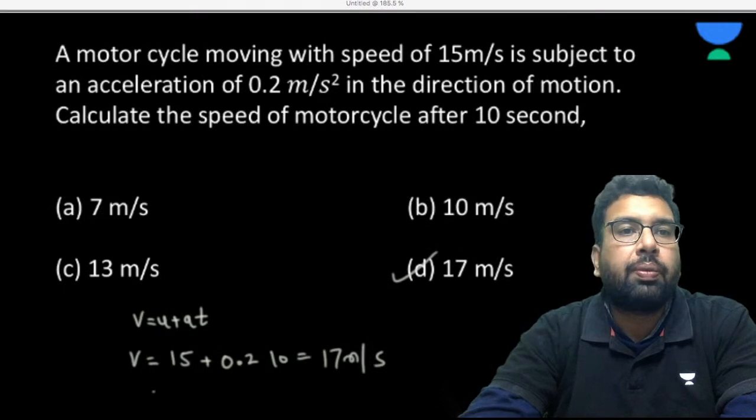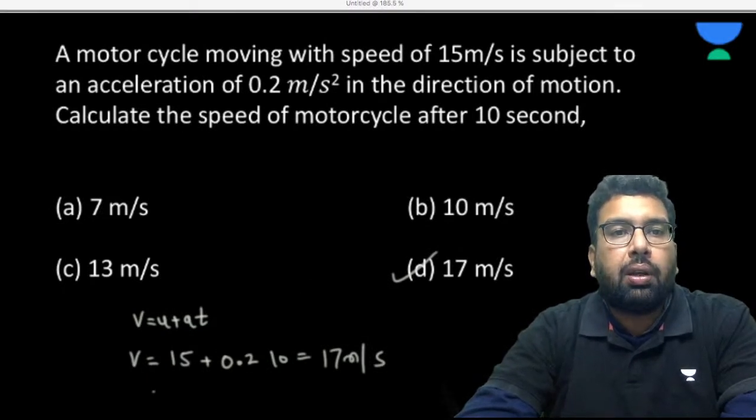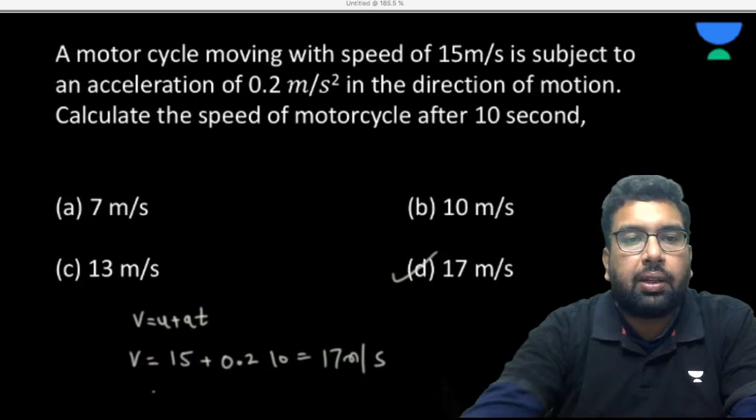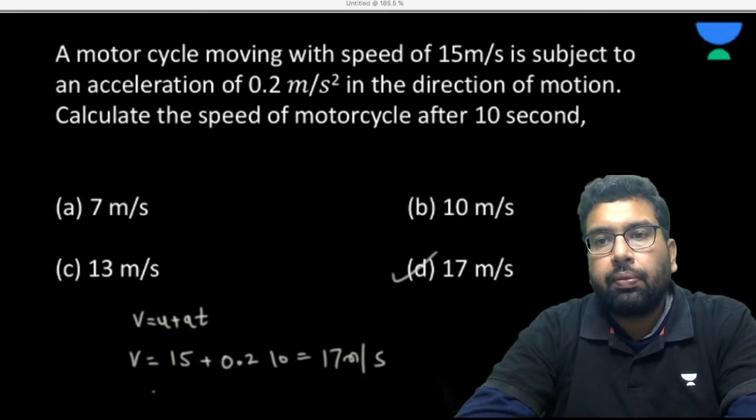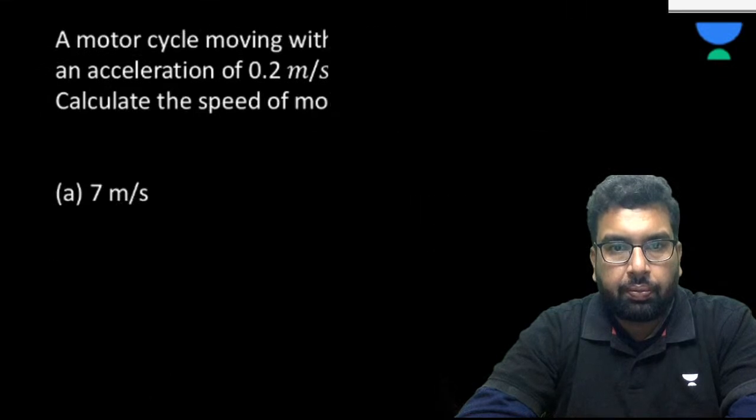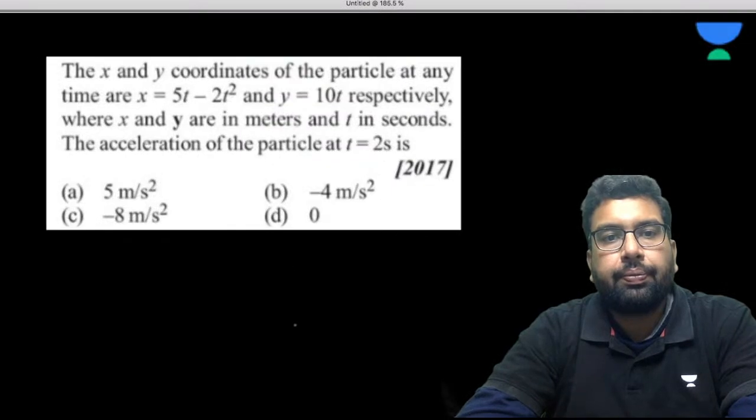Now let's try one more question here. Let's see if we can think about it the way it has to be thought about. Let's try this one. Let's see this.